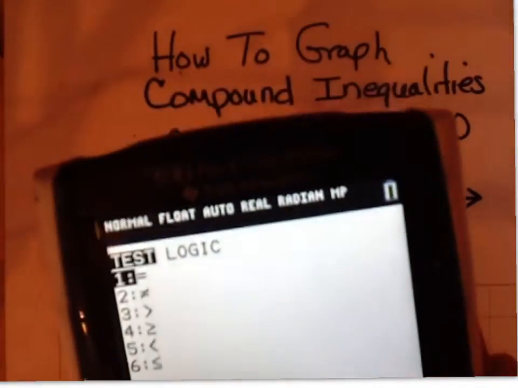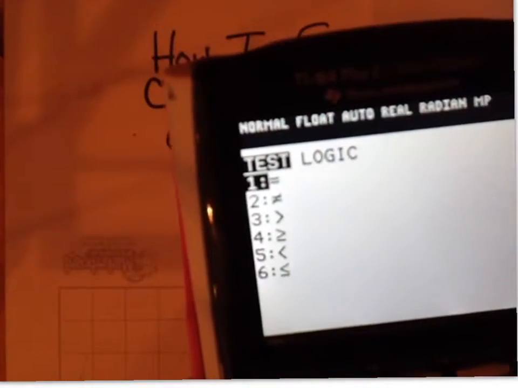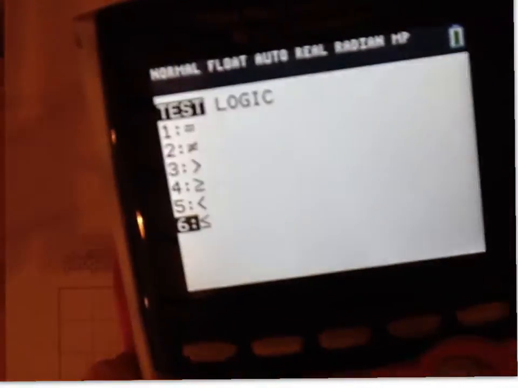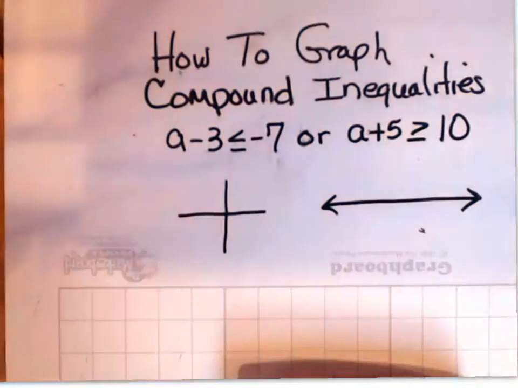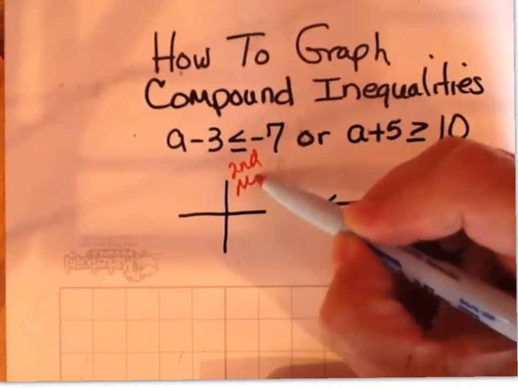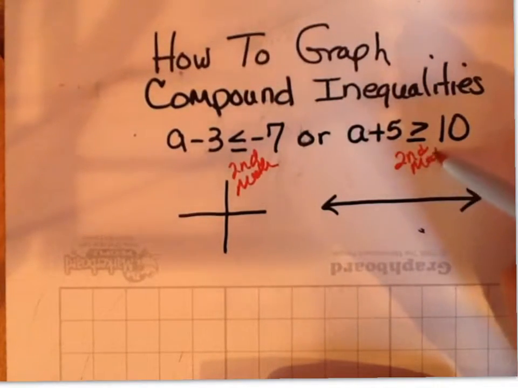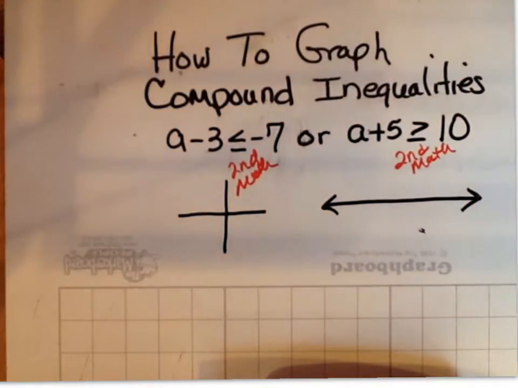And remember, to get to your inequality sign, we hit second and math, and we go down to logic, and ours is less than or equal to, so we go down to less than or equal to, and we put that in. So let me write this down here so you know, you can get to this by second and math on the calculator. That's how you get to those on both of them. We're putting those in just like we did before, and we're going to do -7.